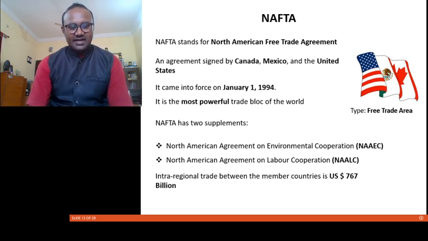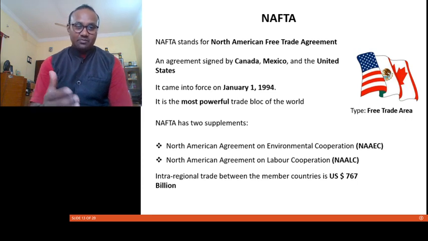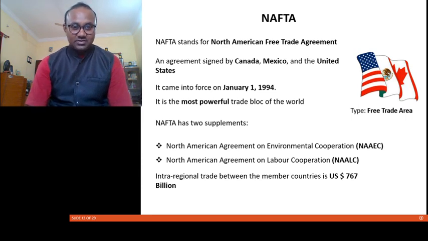So the three countries decided that they would want to establish themselves as a trade bloc because of their geographic proximity and because of a lot of resources available in these countries, and mutually they could trade and benefit by free movement of factors of production and resources as such. It came into effect on the 1st of January 1994. It's considered a very powerful trade bloc because of the presence of the United States, which controls a large part of the trade in the world, right?